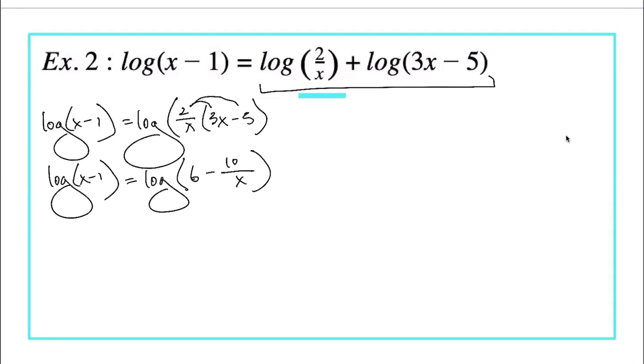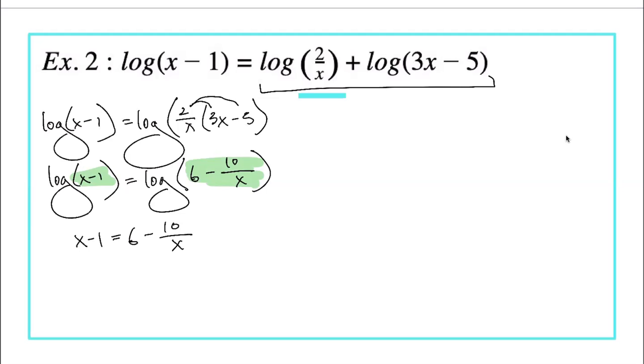Someone else mentioned a strategy earlier, which was like when you have one log on both sides, if they have the same base, then the things that are being logged have to equal each other, meaning this has to equal this. So you could certainly subtract 1 to one side and then end up with a division. Or you can jump right to saying x minus 1 equals 6 minus 10 over x. I think in this case, this way might be shorter, but there's nothing wrong with doing it the other way as well.